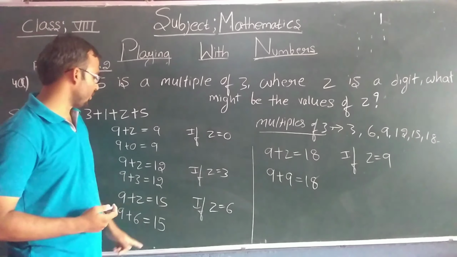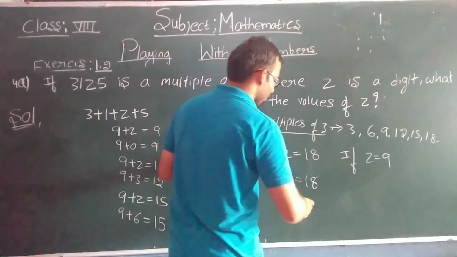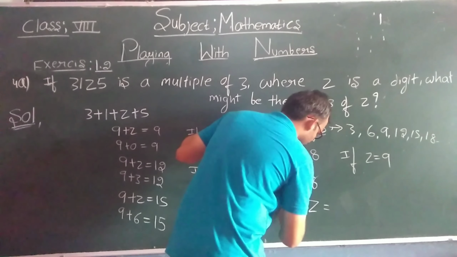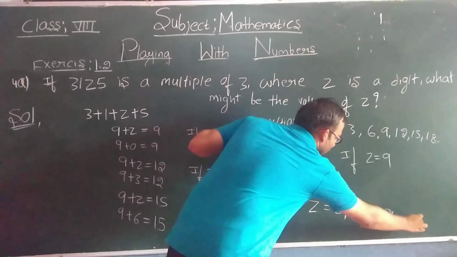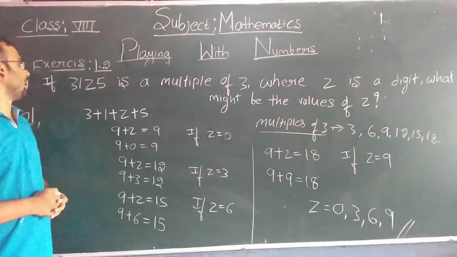So here, what are the possible values of z? The possible values of z are 0, 3, 6 and 9. So these are the possible values of z.